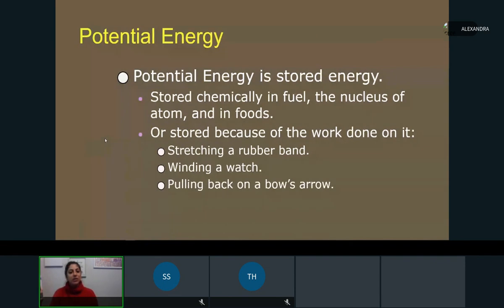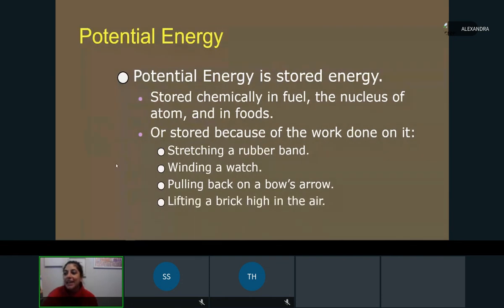Pulling back on a bow's arrow. If you're in archery, if you pull back and you just hold it there, that is stored energy. You're creating tension in the string, so that once you let it go, it's going to transfer into a different type of energy. But that one part where it's holding is what's going to be the stored energy.